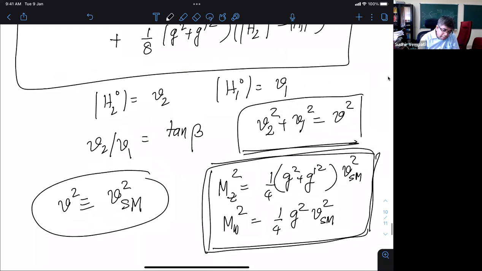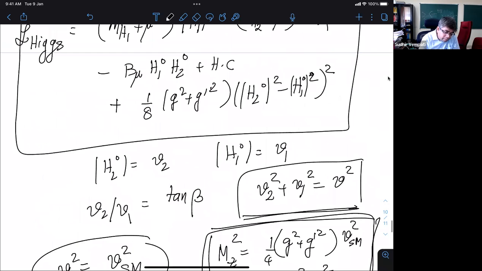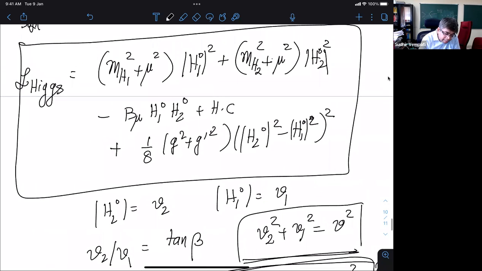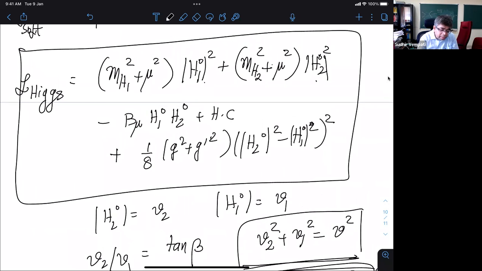Now, looking at this potential, you have quadratic terms in the fields, and then there is a quadratic term which is not radial, which is H10, H20. So this is not radial. There is no cubic term, but there is a quartic term. The quartic term is just determined by the gauge index. I can take this as mz square.